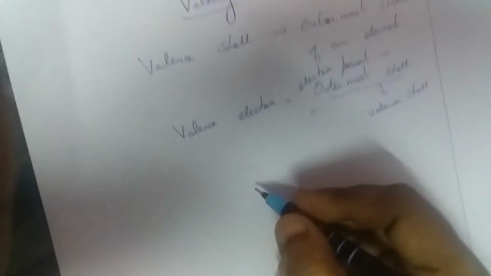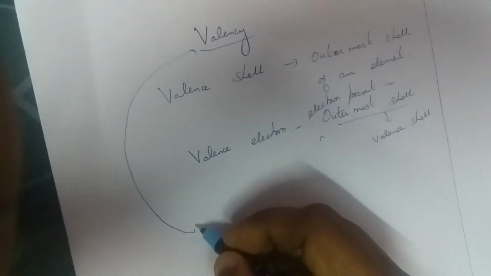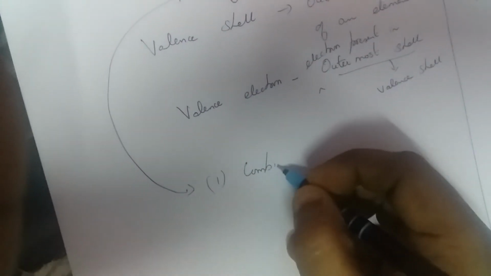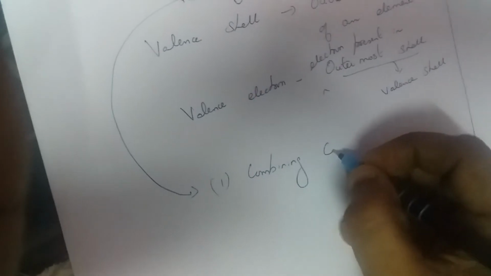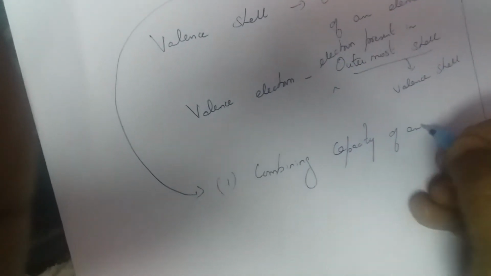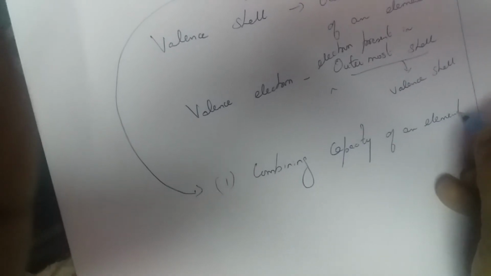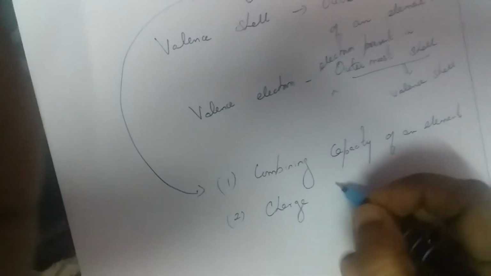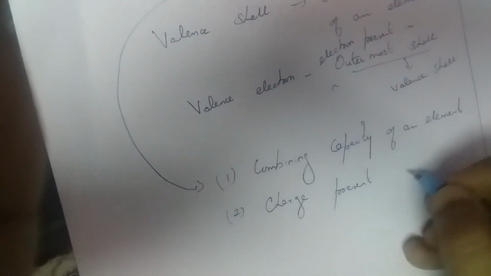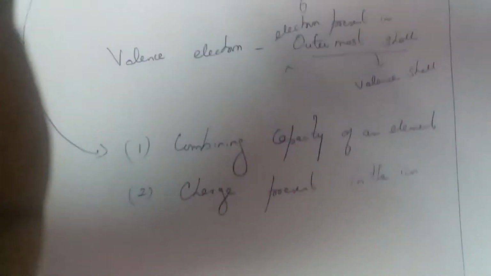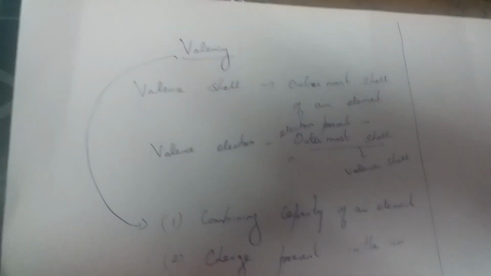Now we are going to see valence C. Valence C is nothing but the combining capacity of an element, or we can say the charge present in the ion. That is called valence C.